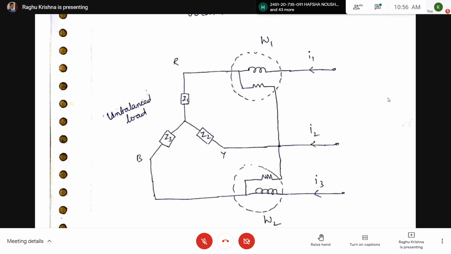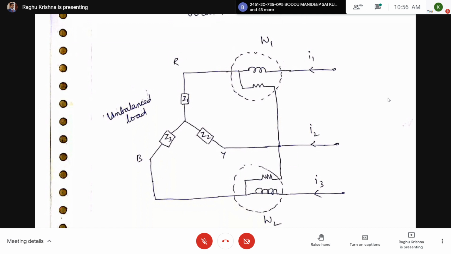So it is connected across the R and Y. If you see, W1 is the wattmeter. The first one, the top one, is the current coil. So it is connected in series with the line. Below the current coil, you can see the voltage coil.